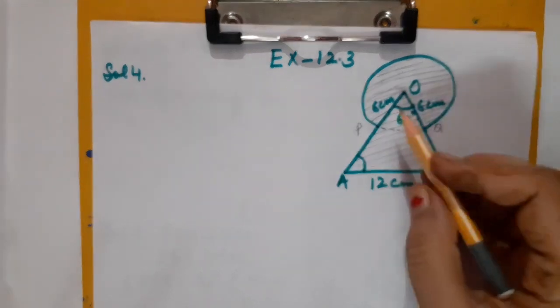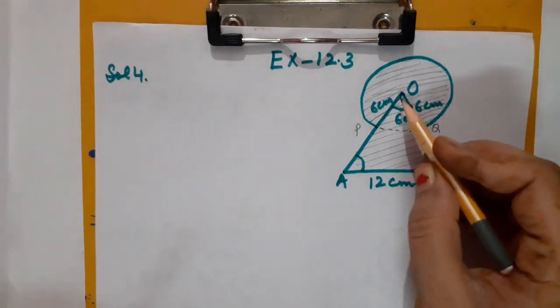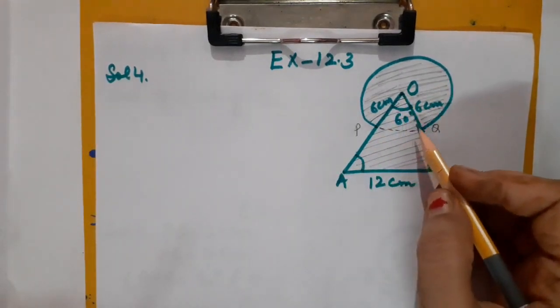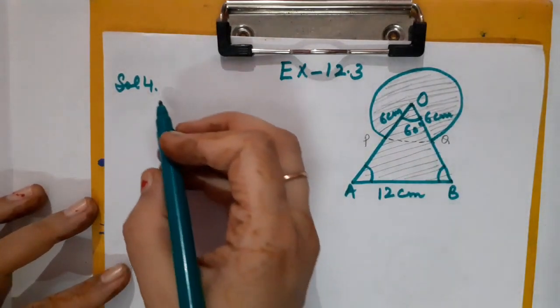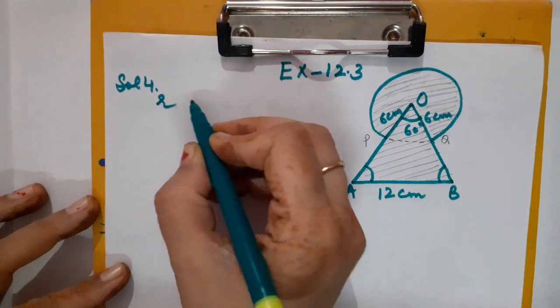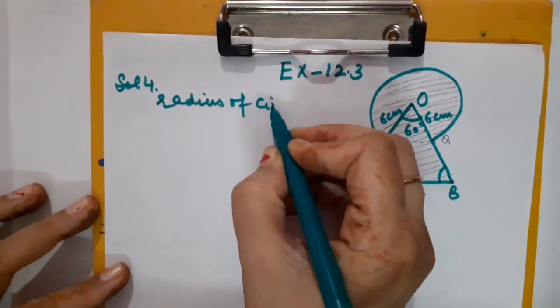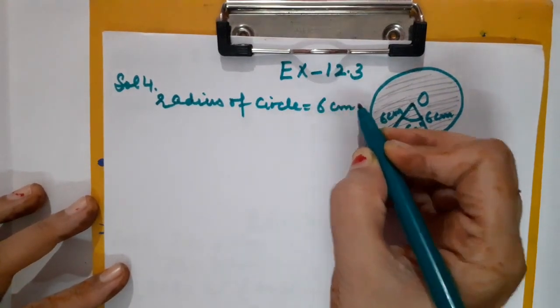Clear, children? So basically we will have to calculate the area of the major sector and then we will add the area of the equilateral triangle to come to know the area of the shaded region. So children, let us start the solution. Radius of the circle is given. Radius of the circle is 6 cm, given to us.